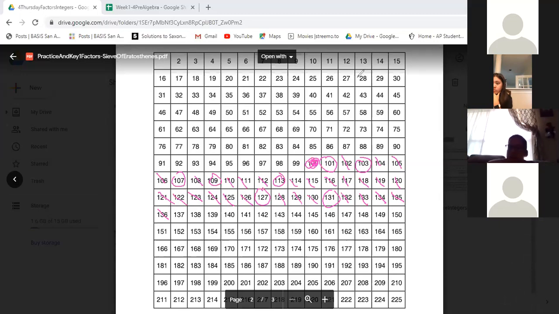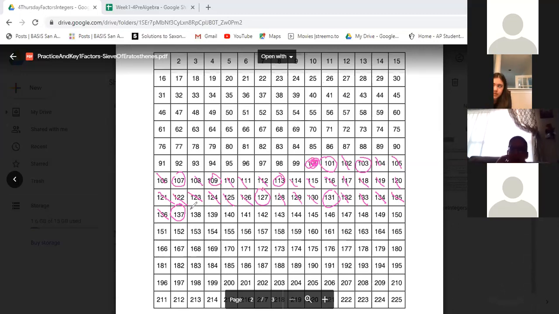137 is a prime number. Lavdi, 133 can be divided by 7. You get 19. So those ones you kind of just have to do out.